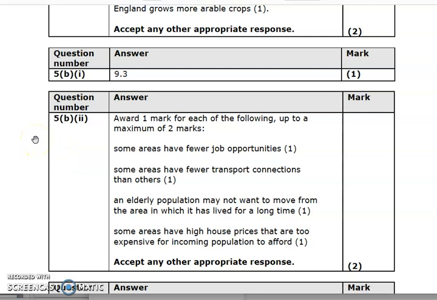Then for the reasons for low rates of population growth, it could be that areas have fewer job opportunities, fewer transport connections, so these would all relate to possible migration. It could be that there is an elderly population, therefore there's not going to be a high birth rate. So these would explain why there are low rates of population change.